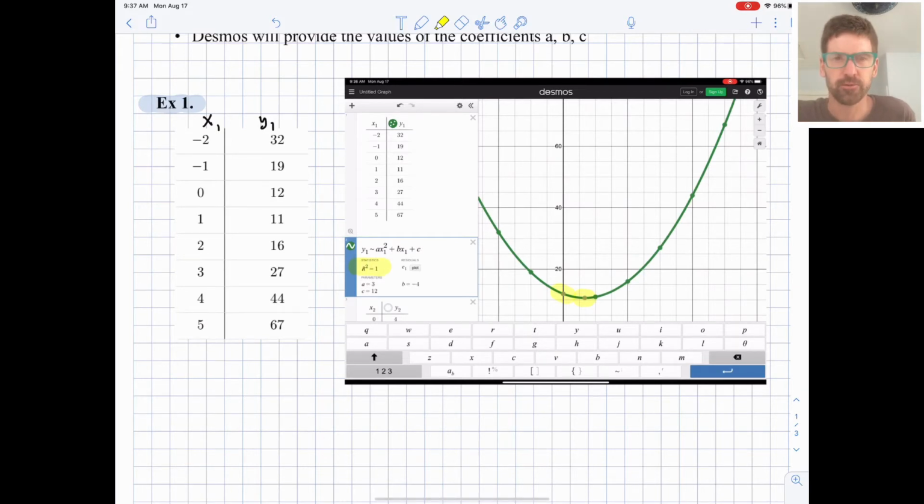We have r squared equals 1. That's the highest r squared could be. That tells us how good of a fit we have. R squared goes from 0 to 1, and so we have a perfect fit.